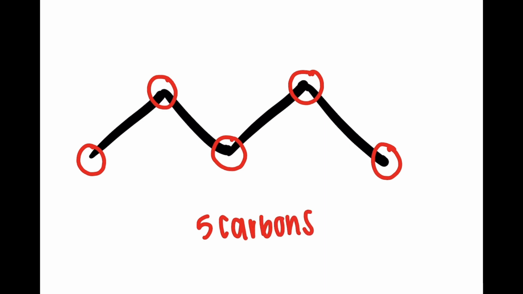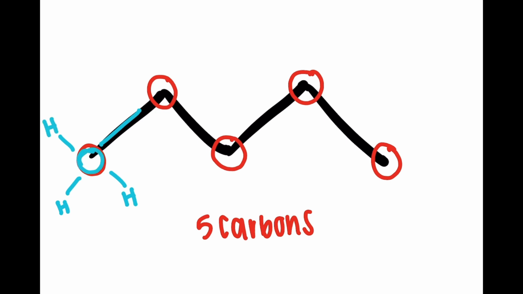Now let's count the hydrogens on each carbon. Remember that carbon wants 4 bonds, so we just look at the number of bonds that we see and then figure out how many hydrogens are attached. This carbon here already has 1 bond, so if it needs 4 bonds and already has 1, we know that it has 3 hydrogens attached to it. So that's going to be a hydrogen here, and a hydrogen here.